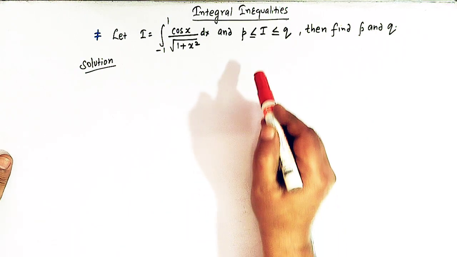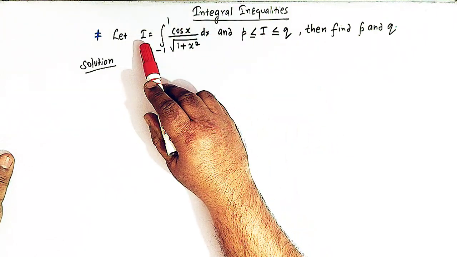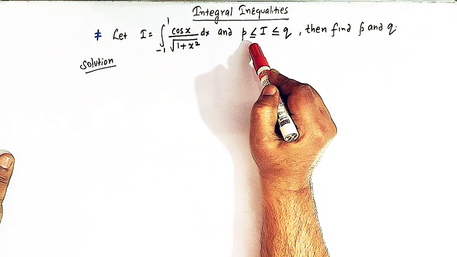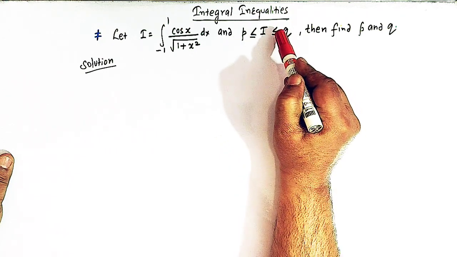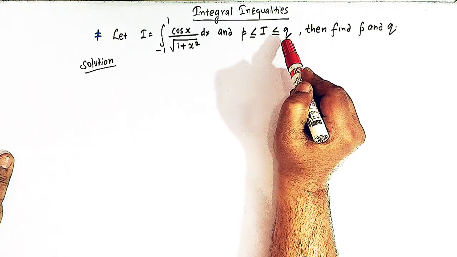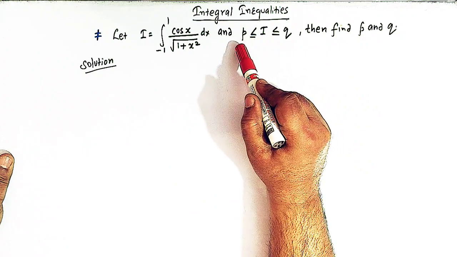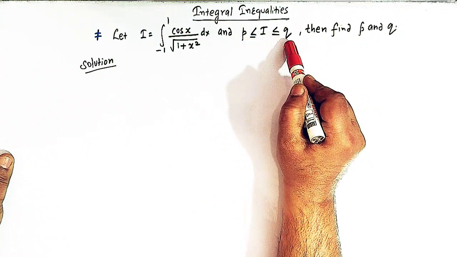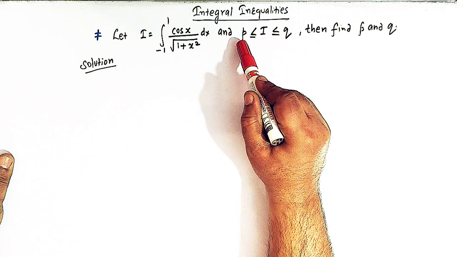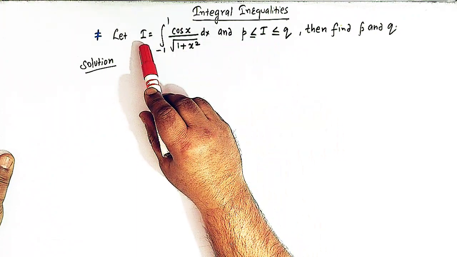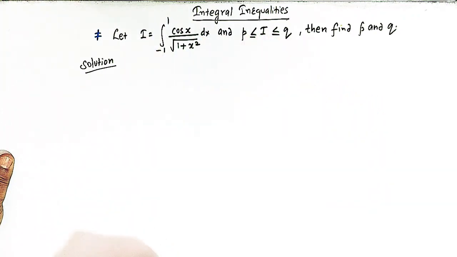So here we are given that this integral I is greater than or equal to P and less than or equal to Q. Our objective is to find the values of P and Q. P is known as the lower bound of this integral I and Q is the upper bound, right?